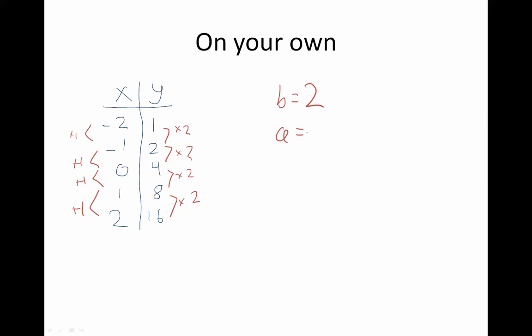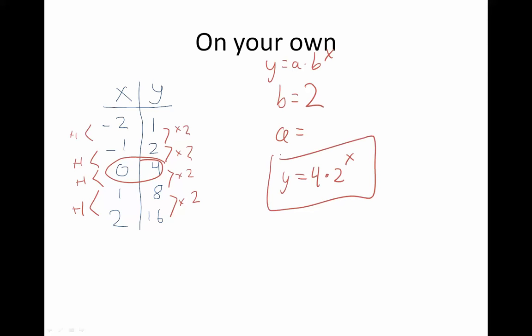So I'm looking for my starting value. Remember, I'm looking for a times b to the x. So b is my growth rate. So this is y equals something times 2 to the x. What's my starting value? Where x equals 0, that's going to be at 4. So this is 4 times 2 to the x. And there's the function that is created by this table right over here.